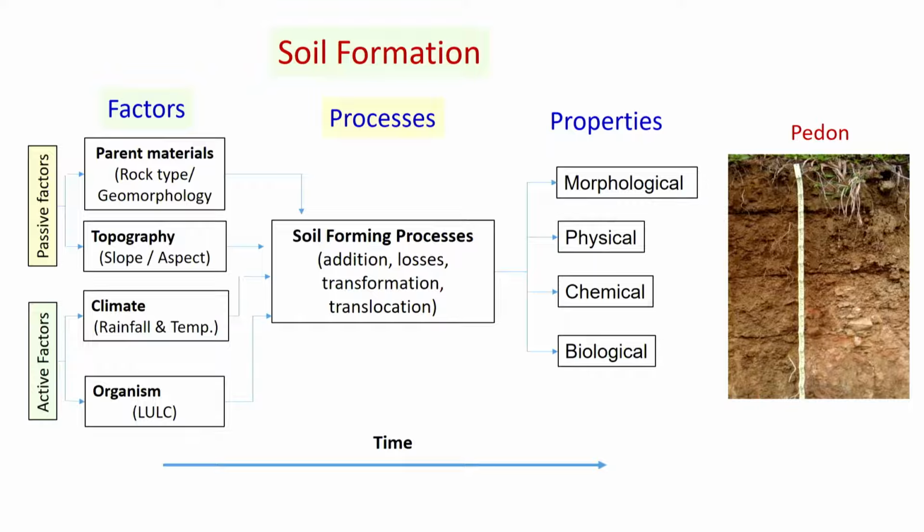So these properties arrive in the soils because of the soil forming processes, which are controlled by soil forming factors. And you are seeing the picture, that is a horizontal vertical cross section of the soil, where you are getting various layers, and we call it a single soil, a pedon.